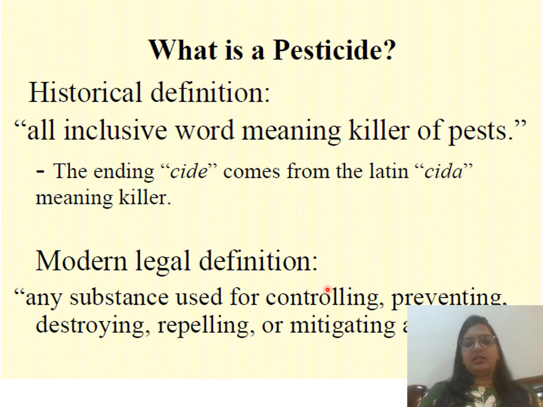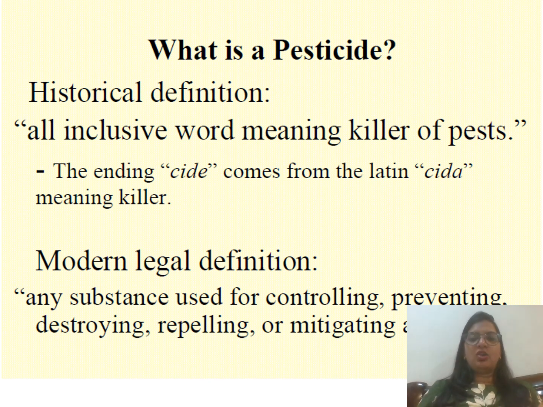What is a pesticide? The first thing which comes to our mind is a chemical substance which is used to kill pests. But legally this definition is wrong. If we want to define pesticides in a legal way, then any substance used for controlling, preventing, destroying, repelling, or mitigating any pest is known as a pesticide.